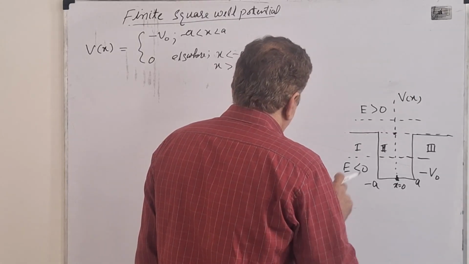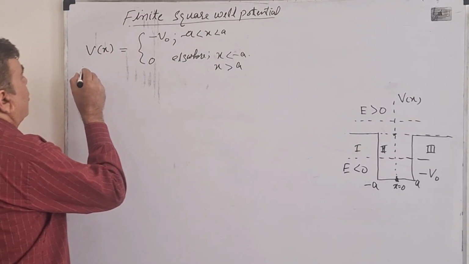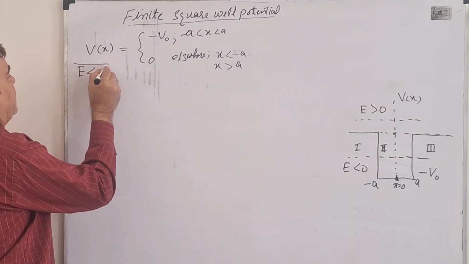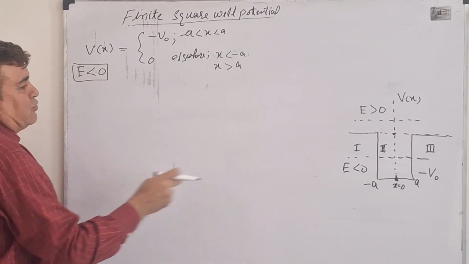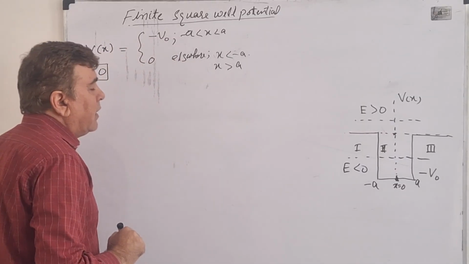In this particular video we will solve the problem for E less than 0, that is, E would be negative. So E less than 0, we will take the total energy as negative.